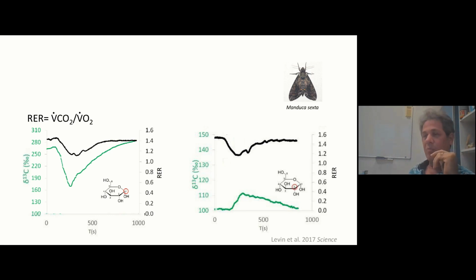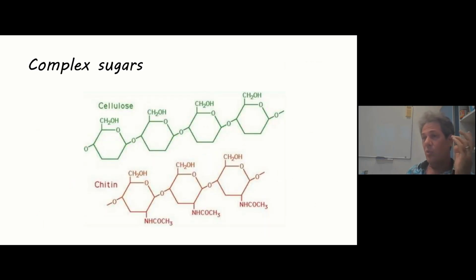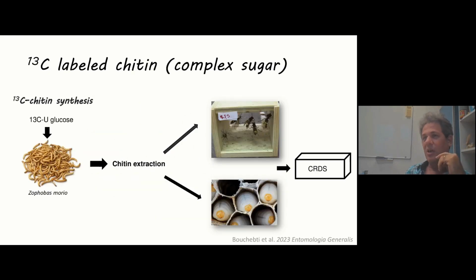And in our paper, we explain why it's important for nectar feeding animals, but this is for another talk. We can also test complex sugars, the most common polymers in nature, cellulose and chitin. Cellulose, you can buy labeled online. Chitin, we cannot find labeled chitin anywhere to buy.